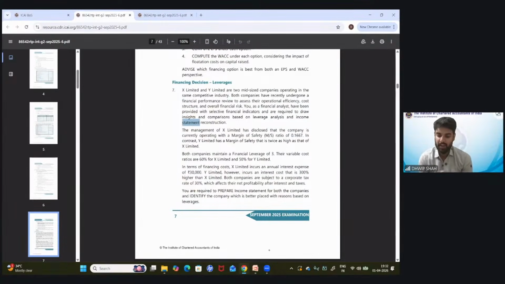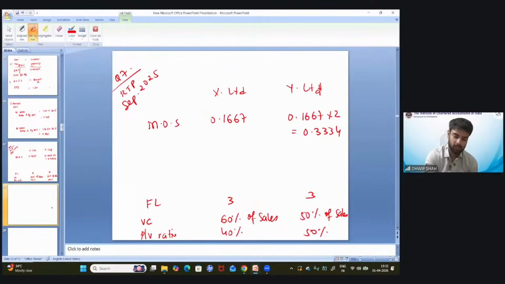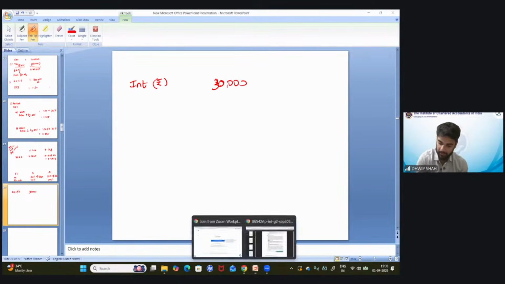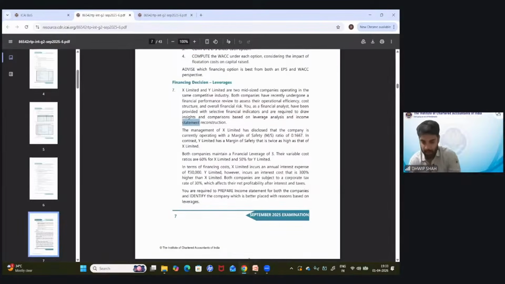In terms of financing cost, X Limited incurs an annual interest expense of 30,000. Okay, so interest in rupees for X Limited is 30,000. Getting it? And for Y Limited, however, it incurs an interest cost that is 300% higher than X Limited.